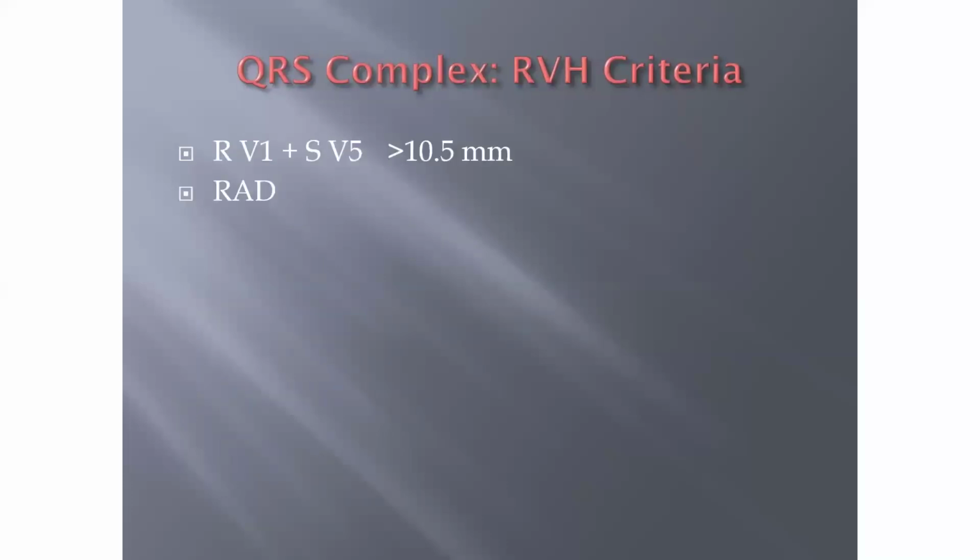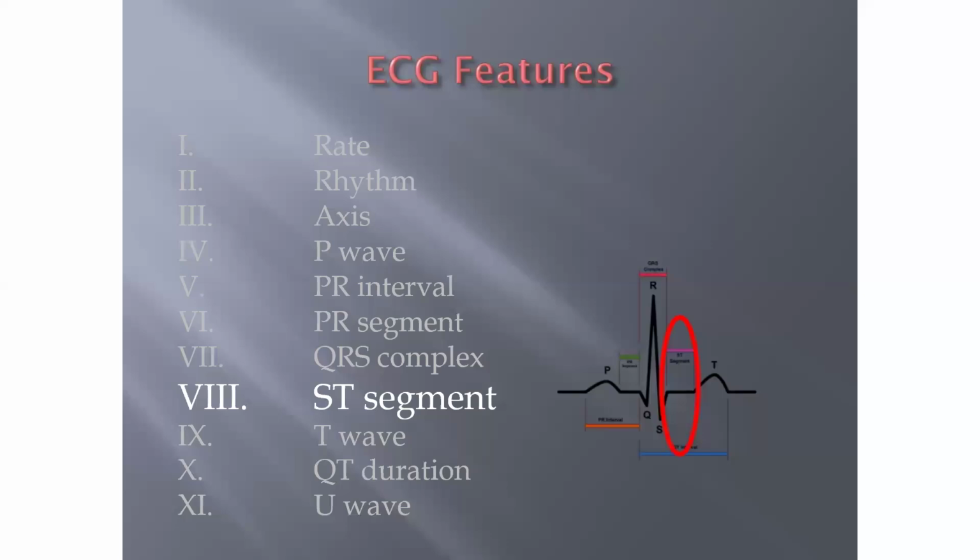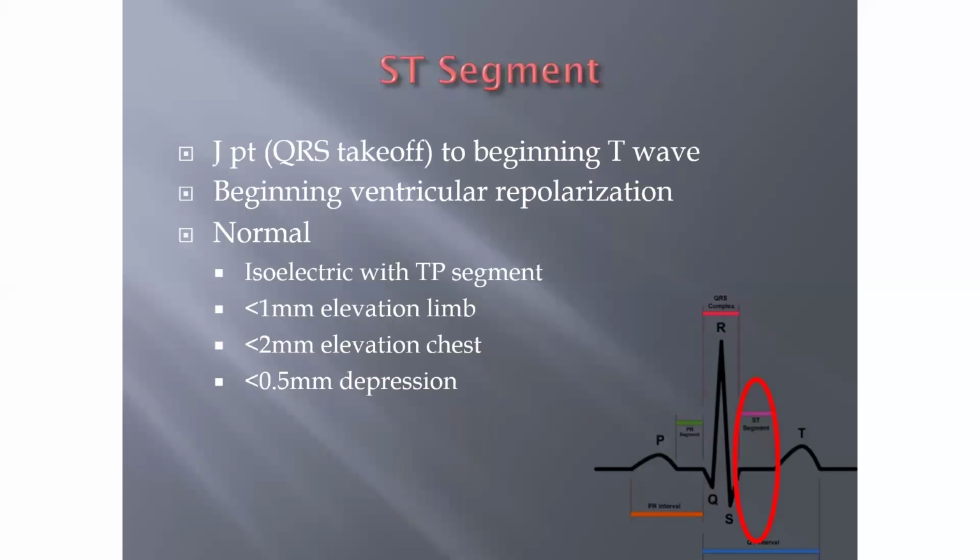In terms of right ventricular hypertrophy, R in V1 plus S in V5 should not be more than 10.5 millimeters. And of course, the other criteria that help you to know that your patient has right ventricular hypertrophy is right axis deviation. And we rightly said what you look for to know that your patient has a right axis deviation. The other ECG feature that we need to check is the ST segment. The ST segment, of course, is you look at the J point or the QRS takeoff to the beginning of T wave. It should actually go down and come up, goes to a plateau or to an isoelectric line, so that now it goes to your T wave.